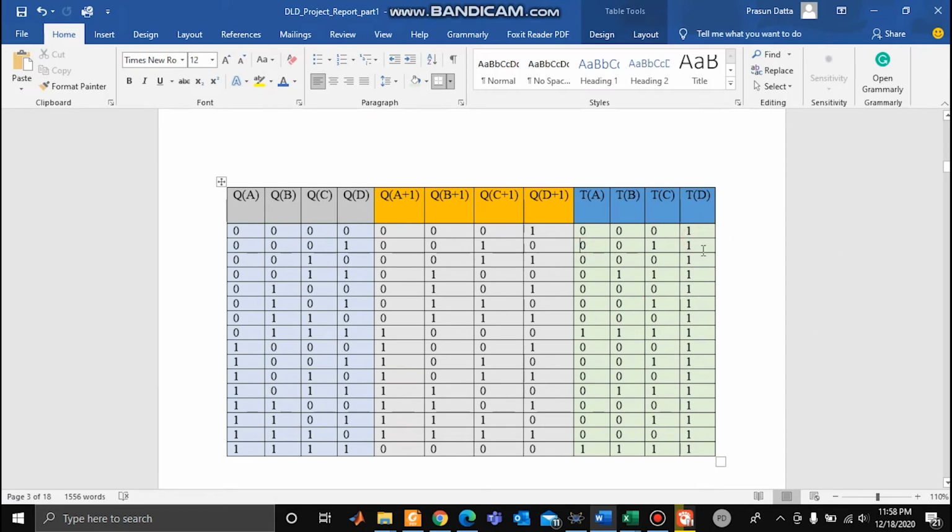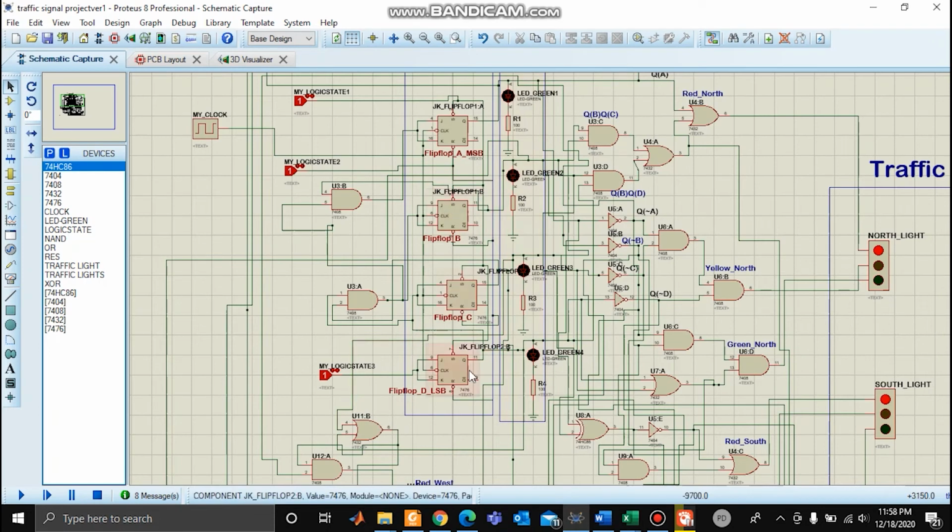First, TD will be green, then TC and TD will be green simultaneously, then TD will be green, then TC, TD, and TB will be green simultaneously. Let's move on to the circuit. This is the TD flip-flop, this is TC, this is TB, and this is the TA flip-flop. So first TD is green. After that, TC and TD will be green simultaneously. Then TD will be green. After that, TC, TD, and TB will be green simultaneously.